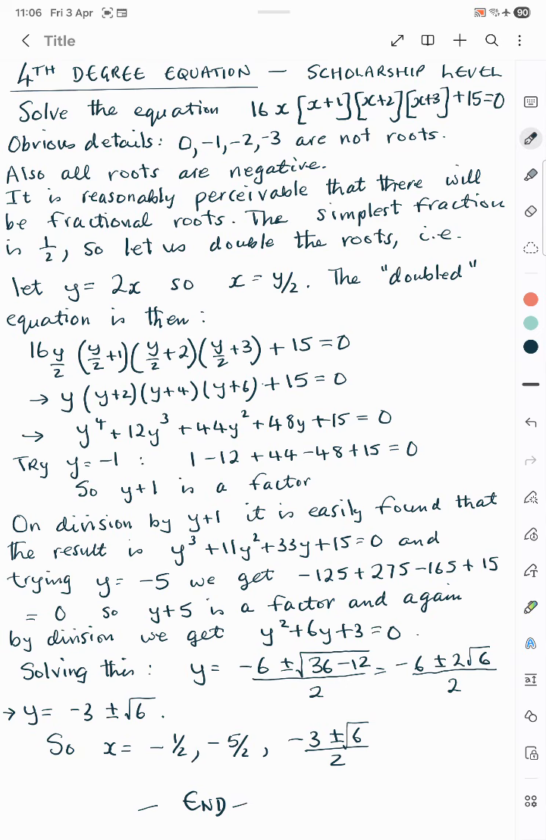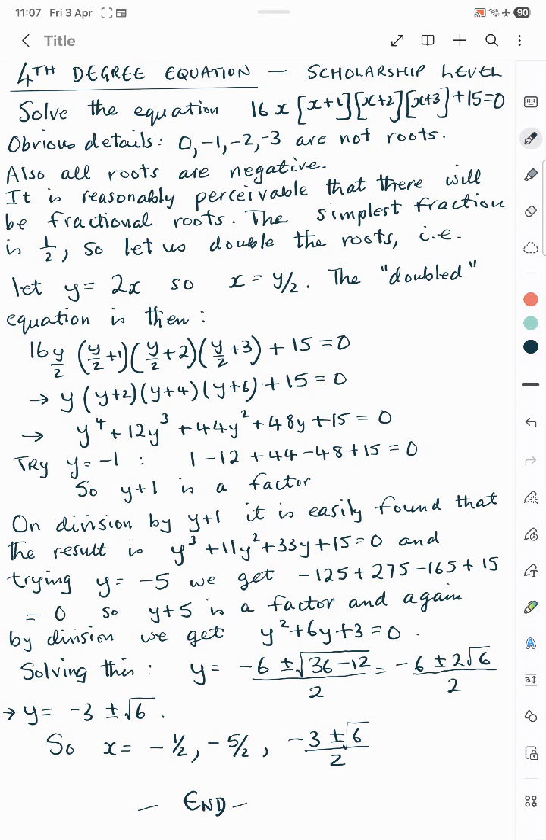And let's try the most simple possible solution. y equals minus 1, and that will give us 1 minus 12 plus 44 minus 48 plus 15, which comes to 0, and so y plus 1 is a factor. And then we divide by y plus 1, and that's fairly easily done. And the result will be y cubed plus 11y squared plus 33y plus 15 equals 0.